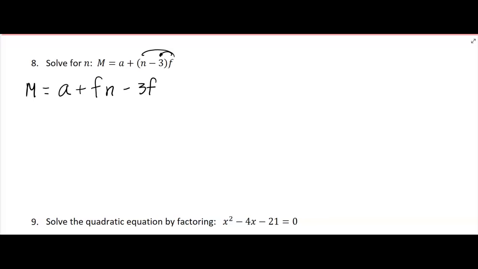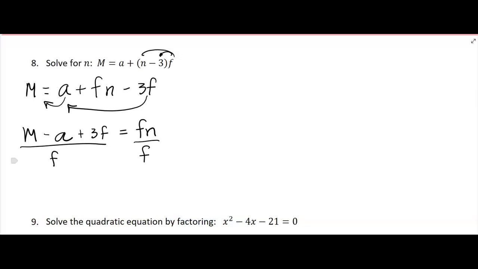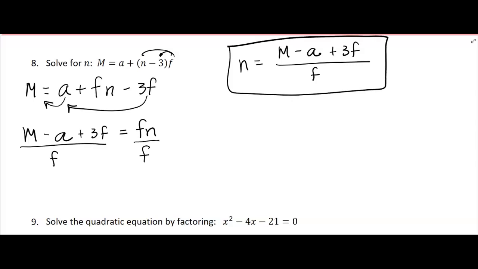Because we're solving for n, we want to get this term on the other side and that term on the other side. So you're going to have m minus a, you're going to subtract the a, and you're going to add the 3f. And that will equal fn. And then you can just divide both sides by f. It's all of that divided by f. And so for my answer, my first answer, I put n equals m minus a plus 3f over f. And I just left it that way. I thought that was fine. But you might have done it a different way.